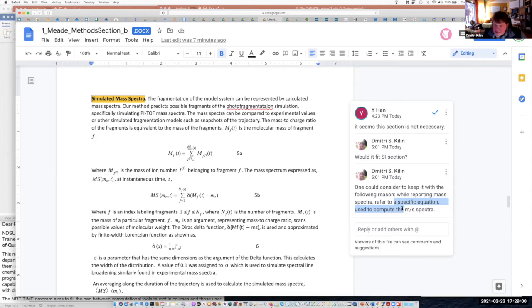even if you plan to move some parts of this method section into supporting information, please make a little stop in between, renumber all equations before you move anything to supporting information, and share it with me and Yun to give it a quick read through, so that we can give you a few more suggestions.